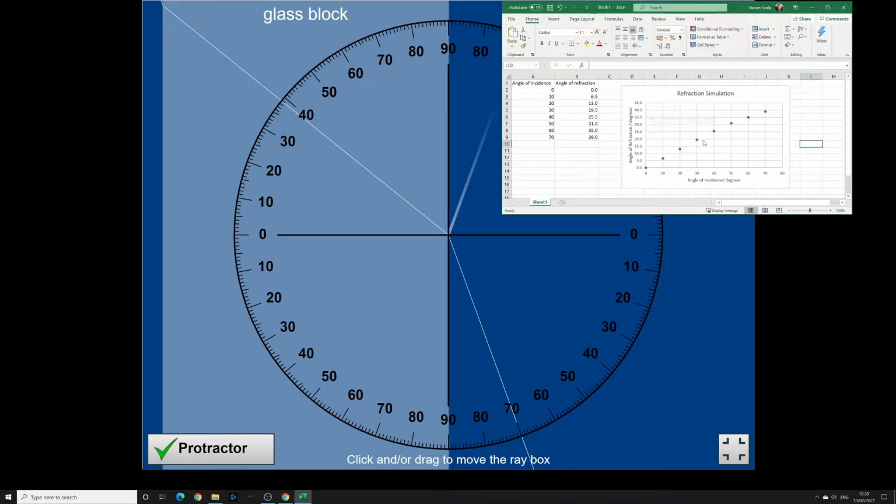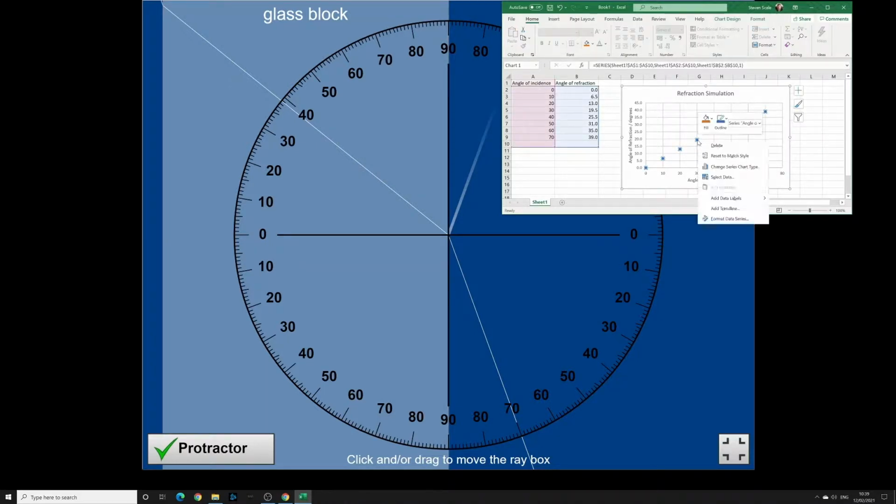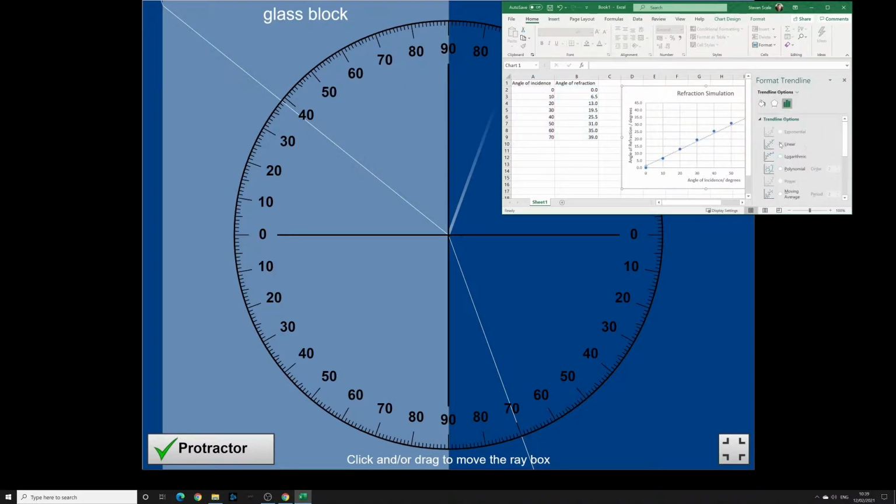What I need to do is check what kind of relationship this is. So what I'm going to start off with doing is putting a trend line on. I'm going to assume that the trend line is linear, which means a straight line. So let's have a look at what that means.